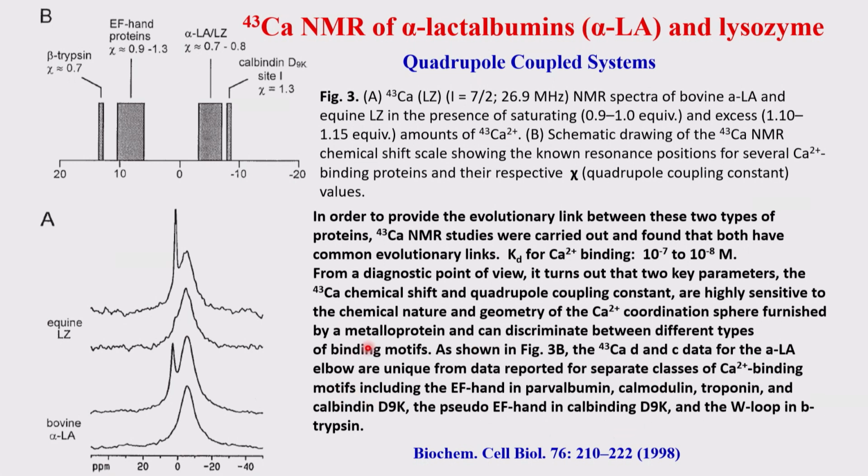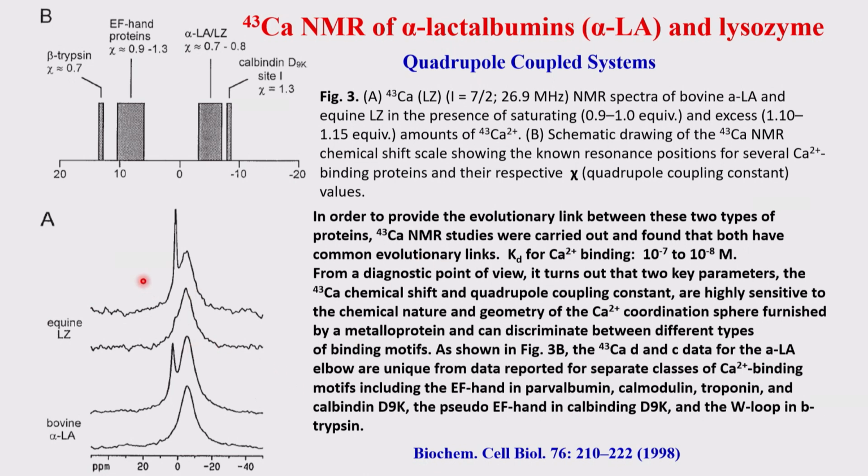So here you can see the calcium-43 chemical shifts and quadrupole coupling constant are highly sensitive to the chemical nature and the geometry of the calcium 2+ coordination sphere. So it is both what kind of groups, how many such groups, and what the geometry is. All of these influence the chemical shift. In other words, chemical shift is a parameter that is varied because of all these.